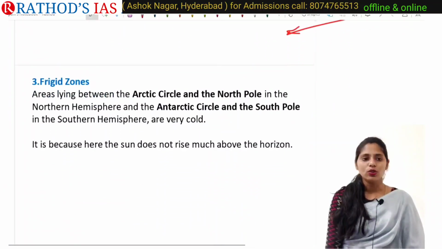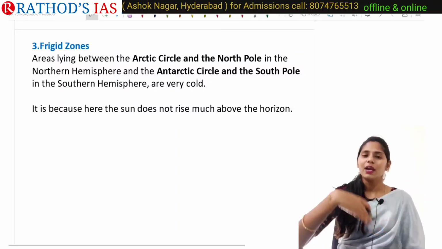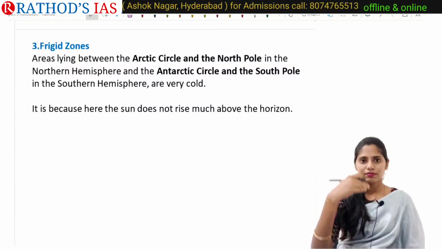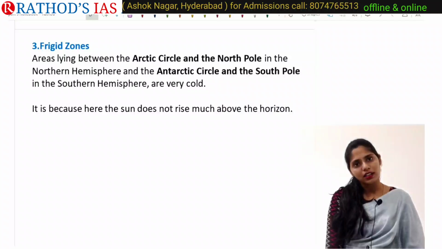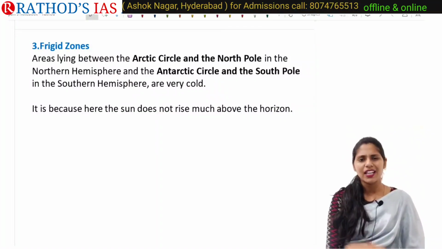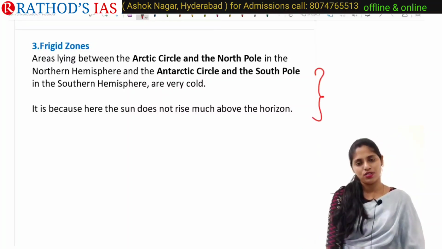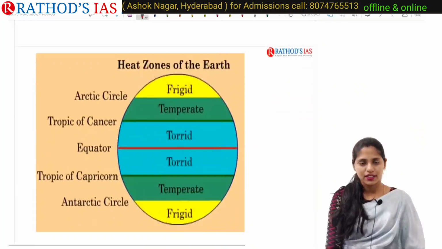And the next one is the frigid zone. So these are areas lying above the Arctic Circle in the northern hemisphere, and above the Antarctic Circle in the southern hemisphere, and these regions are very, very cold, and mostly covered by ice caps. So these are 3 important heat zones of Earth.